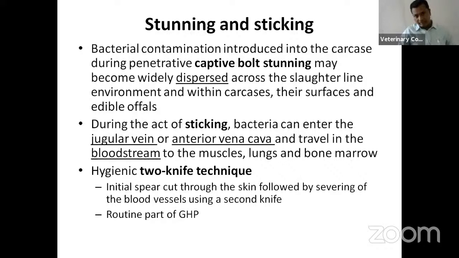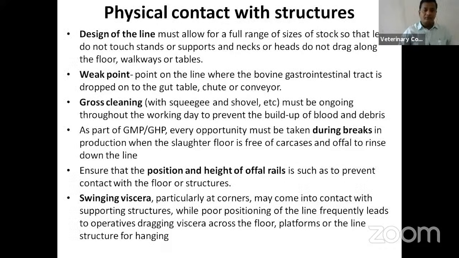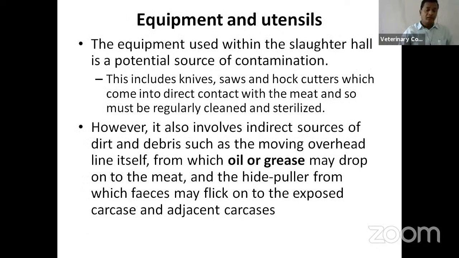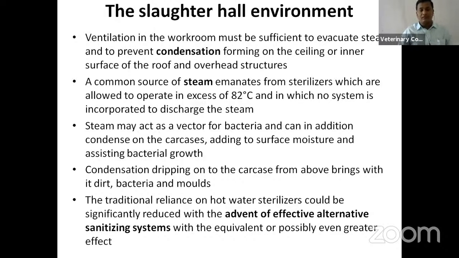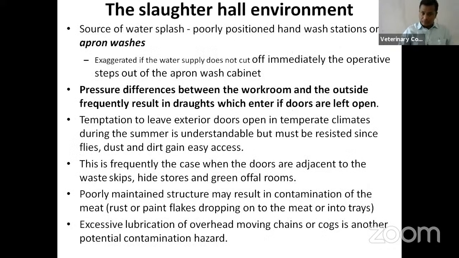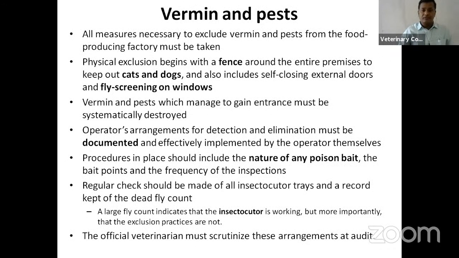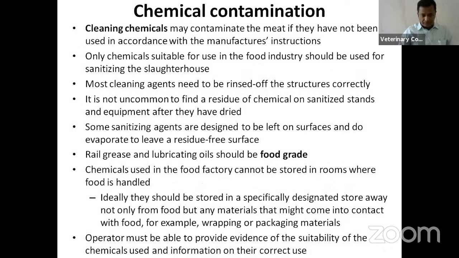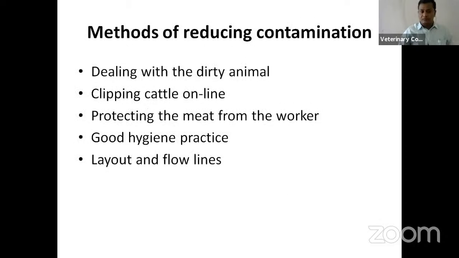Then we studied contaminations that occur during stunning and sticking process when meat comes in contact with physical structures, the operatives as a source of contamination, equipments and utensils, and slaughterhall environment where the animal is processed. Next is vermin and pests, and lastly the chemical contamination that occurs. So these are all the various sources of contamination that occur in the slaughterhouse.